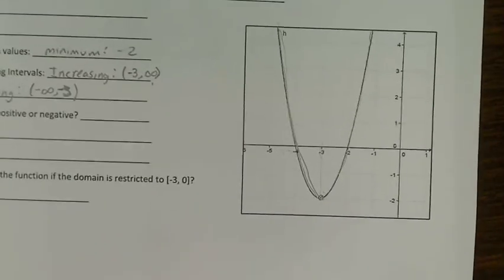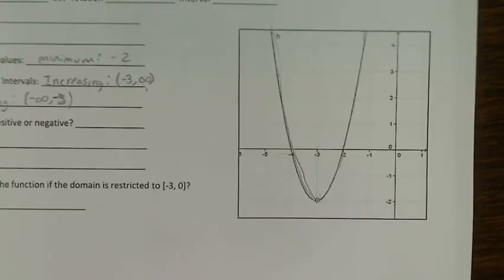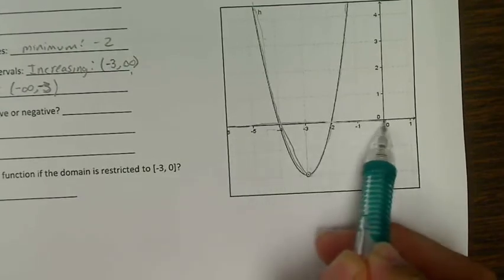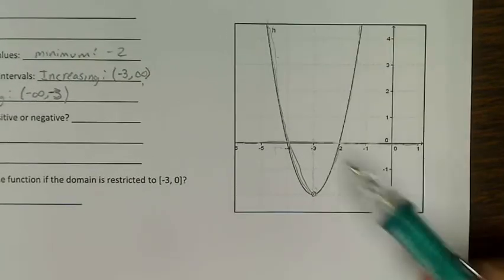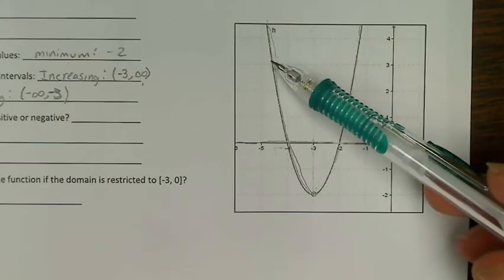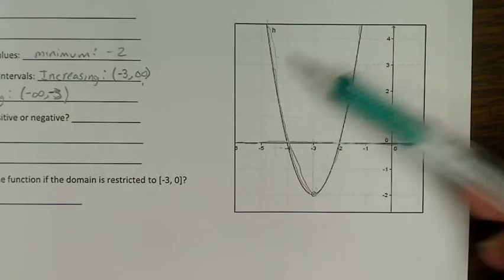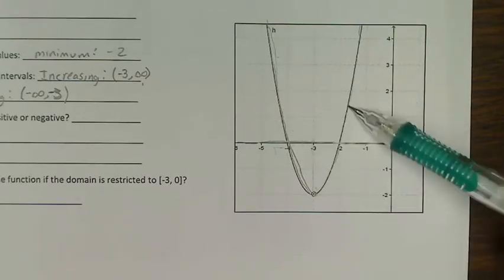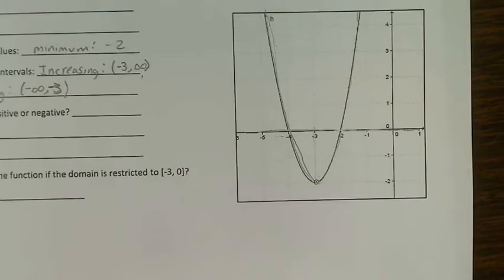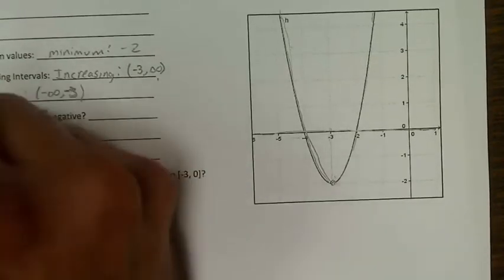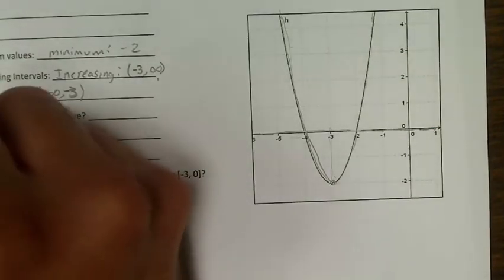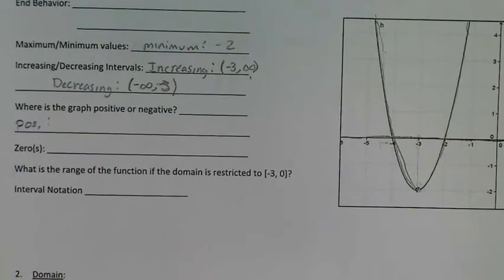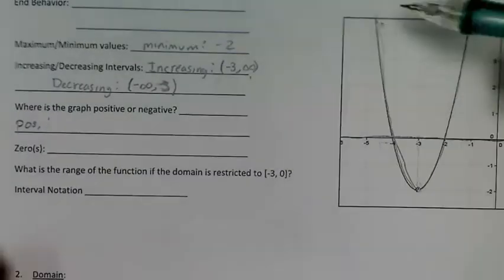So if we look at this graph, here's the x-axis. So we kind of have two places where the graph is above the x-axis. We have it here and we have it here. So we're going to have two intervals that we need to describe. So I'm going to put, it's positive. Sorry, let me move that over. Where is it positive? What x values?